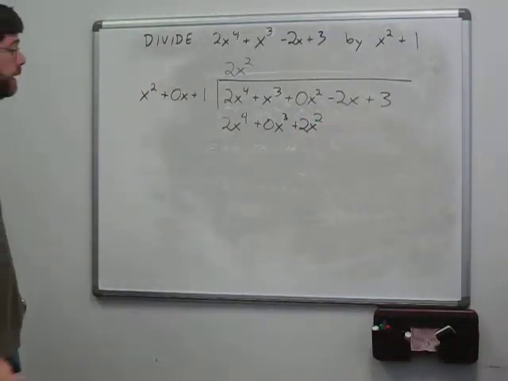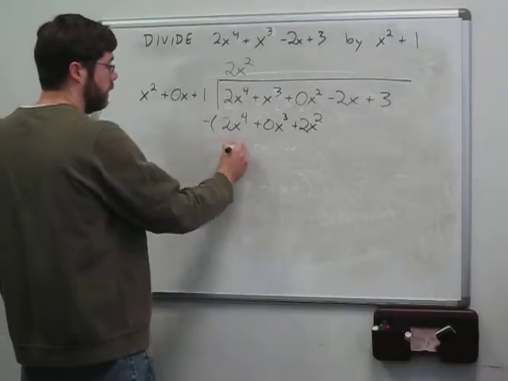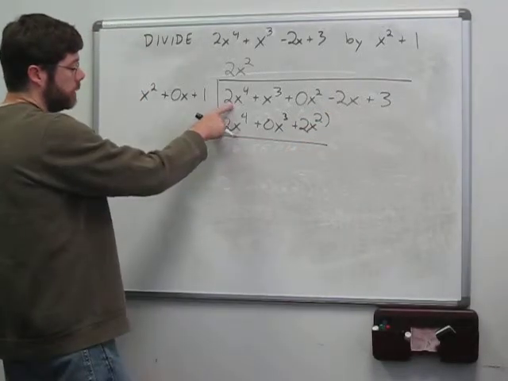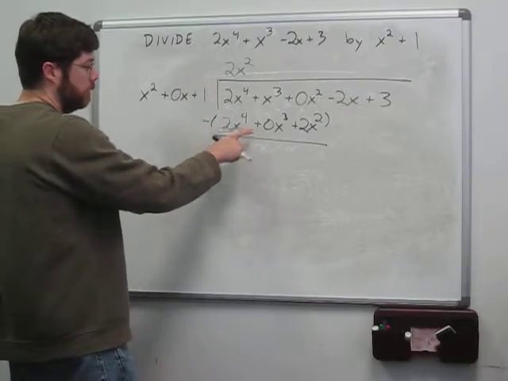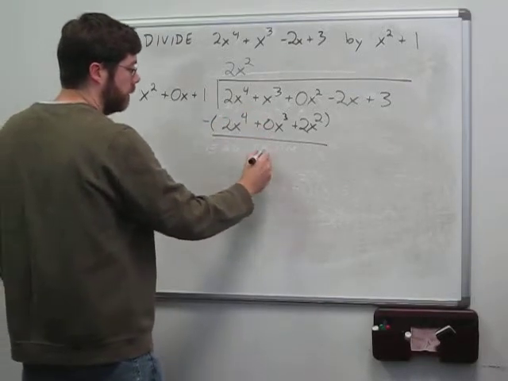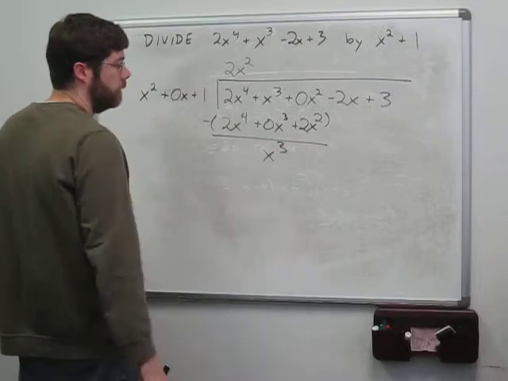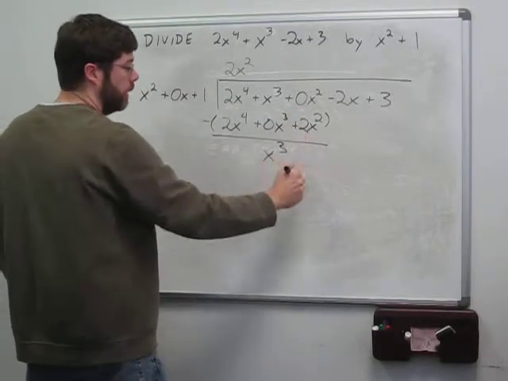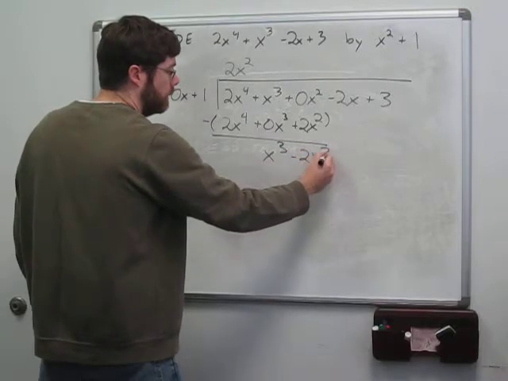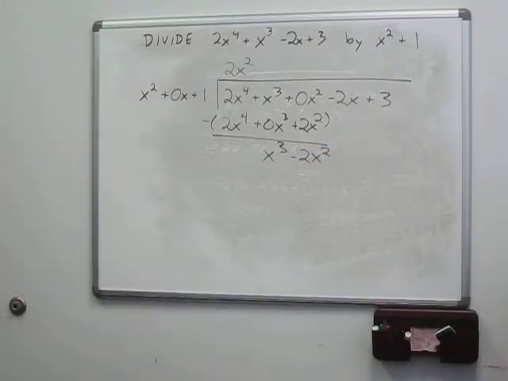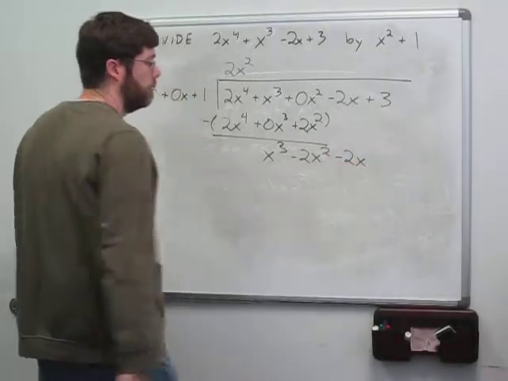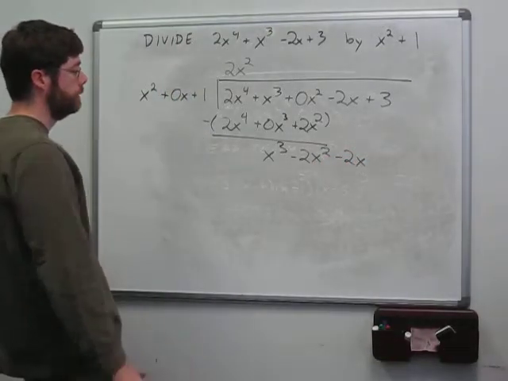The next step in the algorithm is to subtract. 2x to the fourth minus 2x to the fourth is 0. X cubed minus 0x cubed is x cubed. And a 0x squared minus 2x squared is a negative 2x squared. Bring down the x term and repeat the process.